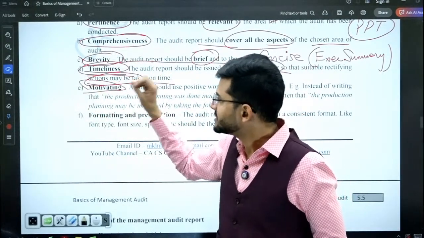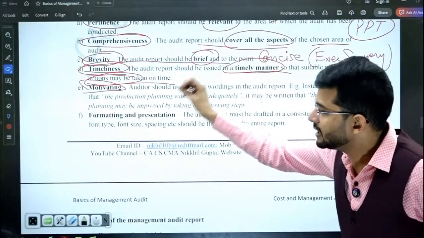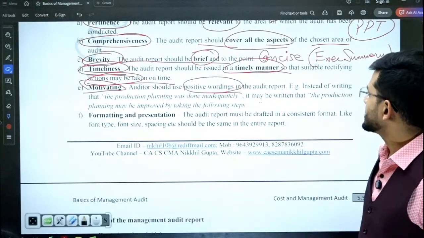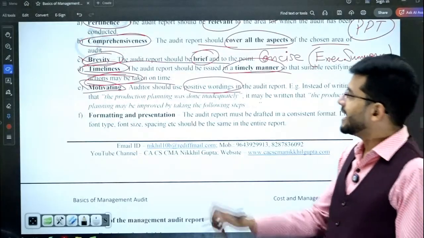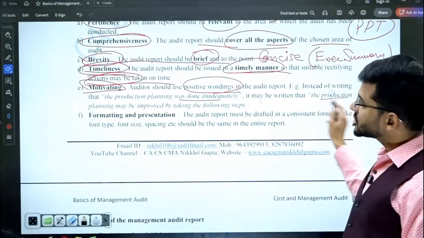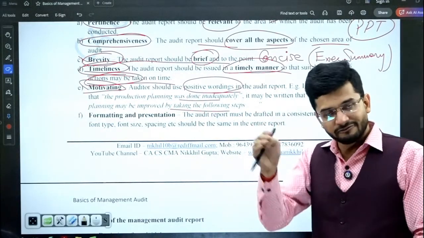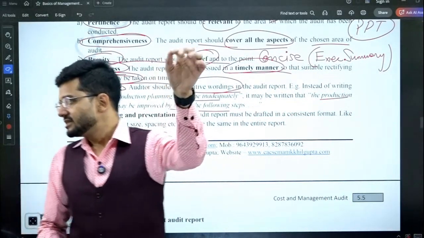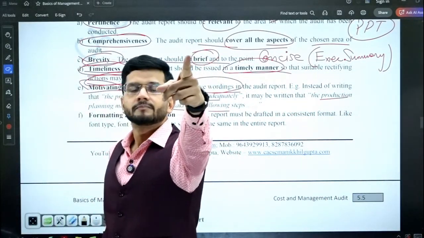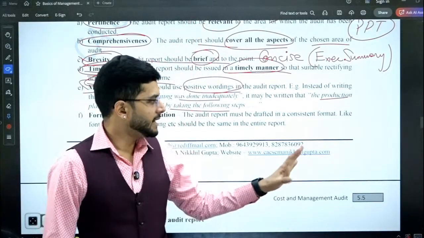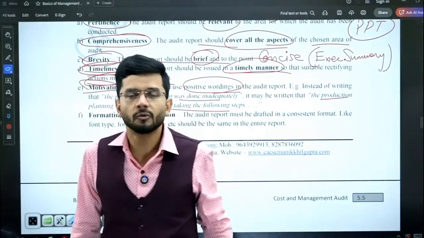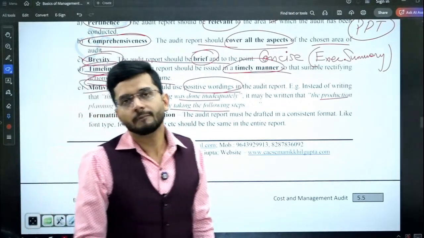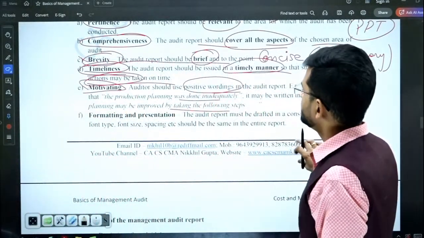So a management audit report should always be motivating. It should be written in a positive language. Auditors should use positive wordings in the audit report. For example, instead of writing that production planning was done inadequately, it may be written that production planning may be improved by taking the following steps. So never pinpoint someone's mistake, that this mistake you are doing. Never pinpoint someone's mistake in a management audit report. That is not the idea of a management audit report. Okay.